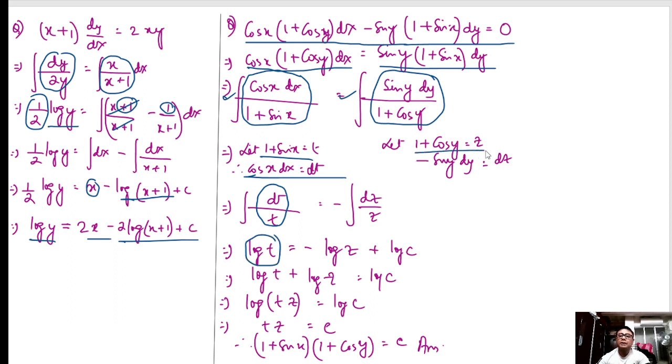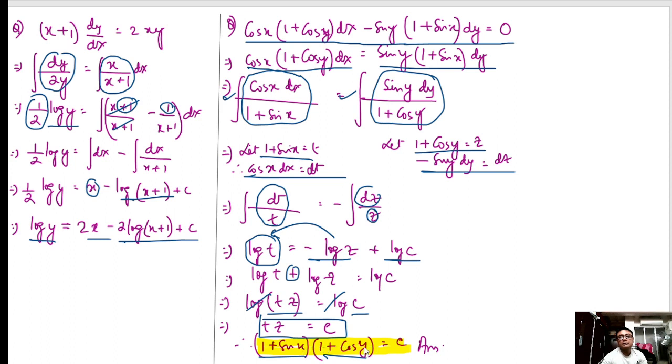This side, 1 plus cos y as z. So minus sine y dy is dz. It becomes minus dz by z, which is minus log z plus log c. Constant I have to put. So this minus log z goes on this side, becomes plus. So log a plus log b is log a into b. Log c, log cuts. So tz equals c. Now putting the value of t and z, we get the final solution of this equation. Clear?